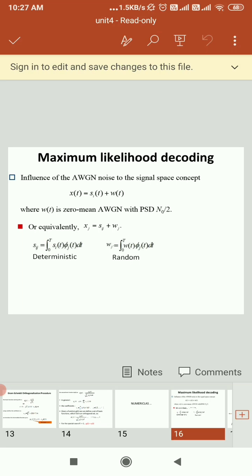So you can write here, or equivalently, you will get xj equal to Sij plus Wj. And you can represent that random process deterministically or randomly. So if we are saying that noise to the signal space concept, you will get the deterministic scalar coefficient Sij equal to the integration from 0 to T of Si of t phi j of t dt, and you will get the white Gaussian noise Wj equal to the integration from 0 to T of W of t phi j of t dt.